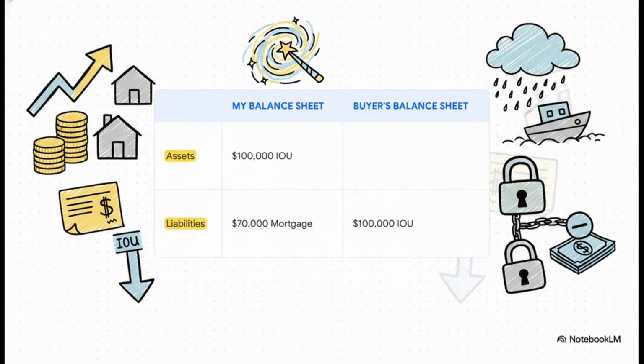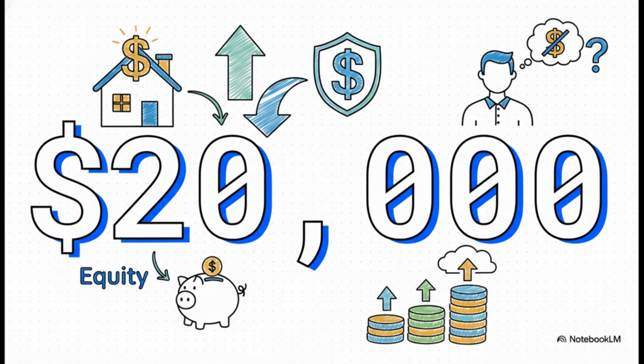Take a look at your balance sheet. You now have an asset, that $100,000 IOU from the buyer, and a liability, which is the $70,000 mortgage you still owe the bank. But the buyer, they only have a liability. You see what happened? You literally created an asset from nothing. And what's the bottom line? In that one simple transaction, you've created $20,000 in equity, completely tax-free. Now think about this. To save that much money, an employee would have to earn, maybe $40,000 before taxes? You just made it. This is what it means to create money.